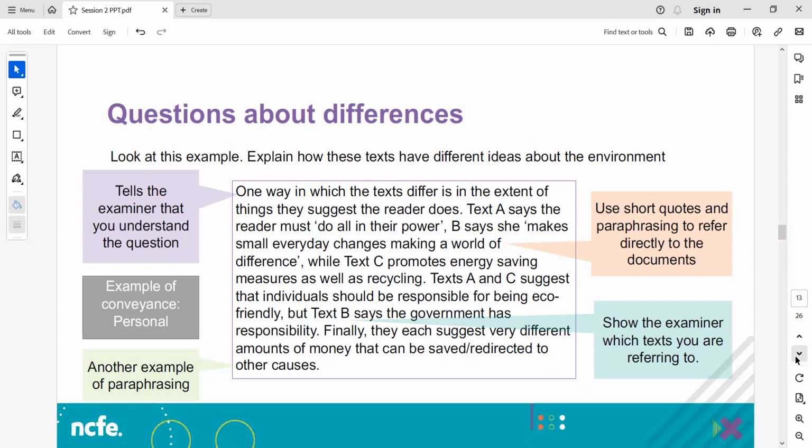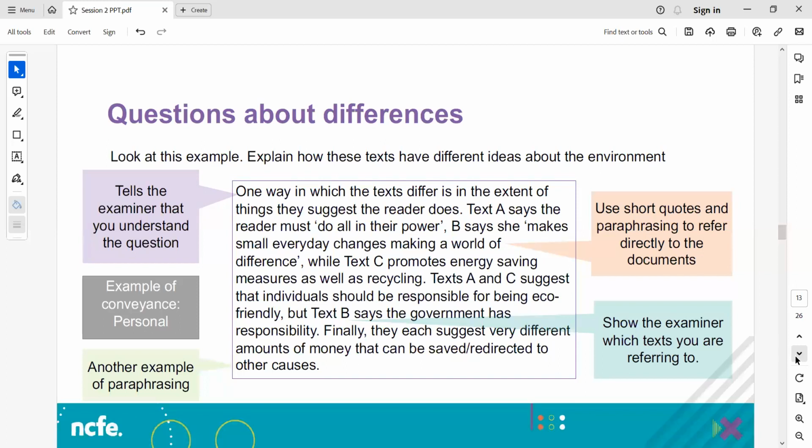So one way in which the texts differ is in the extent of things they suggest the reader does. Text A says that the reader must do all in their power. B says she makes small everyday changes, making a world of difference, while text C promotes energy saving measures as well as recycling. Text A and C suggest that individuals should be responsible for being eco-friendly. But text B says that the government has responsibility. Finally, they each suggest very different amounts of money that can be saved, redirected to other causes.